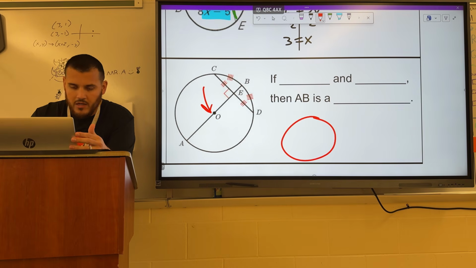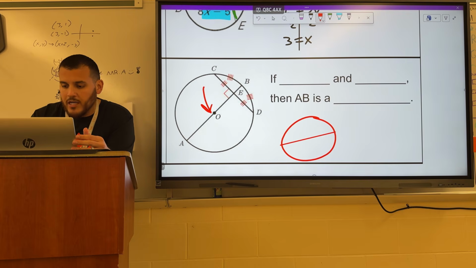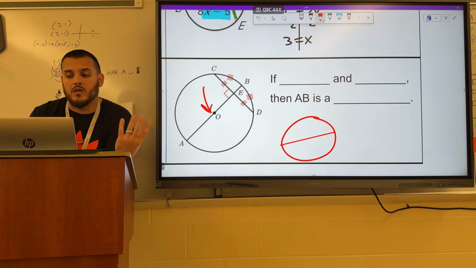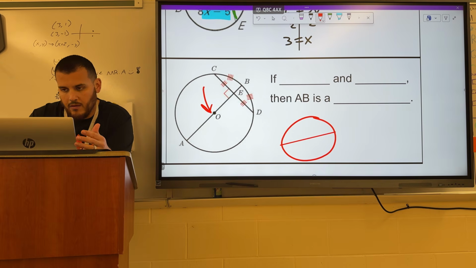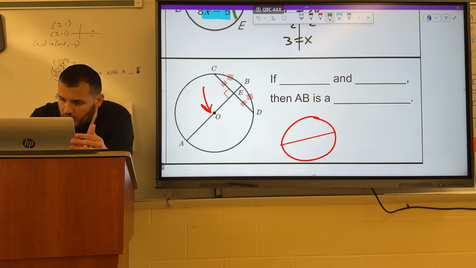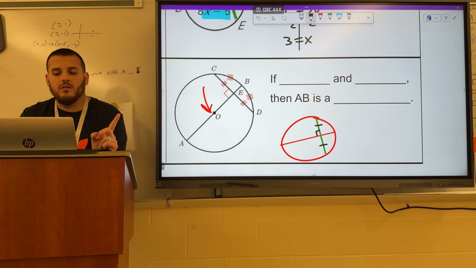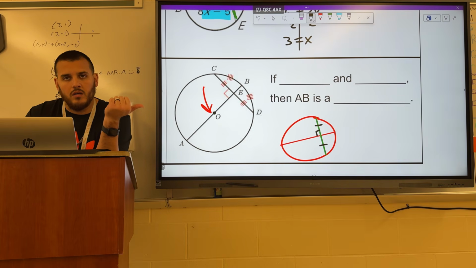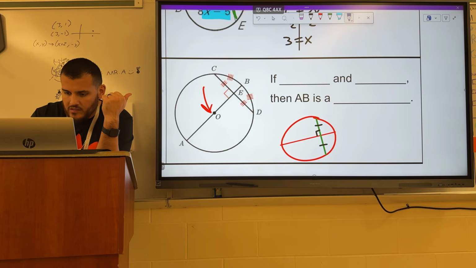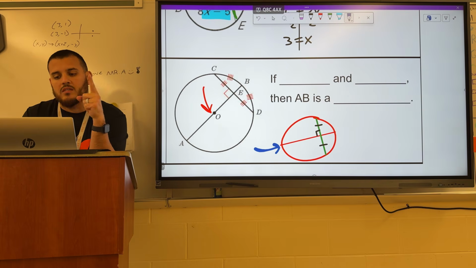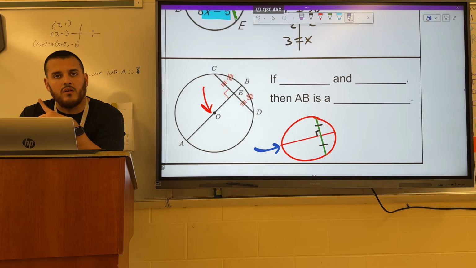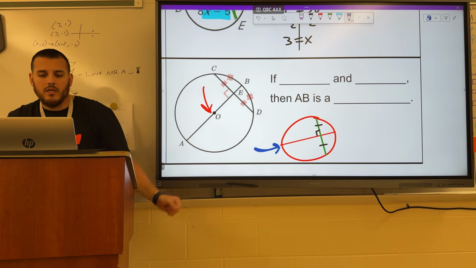Right? For example, here's a circle, here's a segment. I'm not going to put a center point in here, so we don't know that this is a diameter right now. But if I had another chord in the circle and I knew that there was a right angle where those chords met each other, and I knew that this section was congruent to this section, then that would make the chord a diameter. It would make this chord a diameter because it is a perpendicular bisector of another chord. It would have to be a diameter, right?